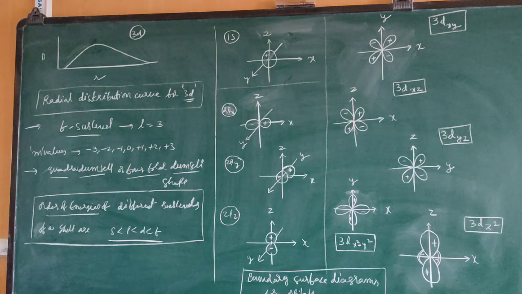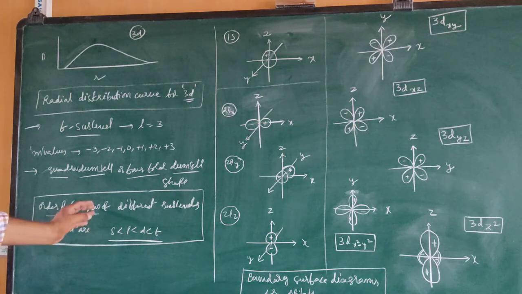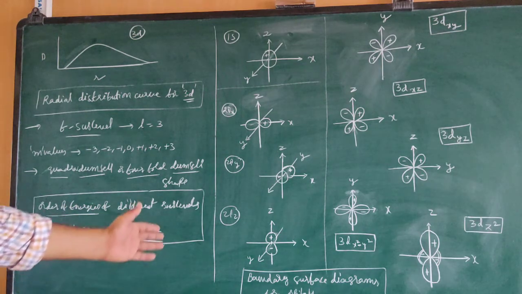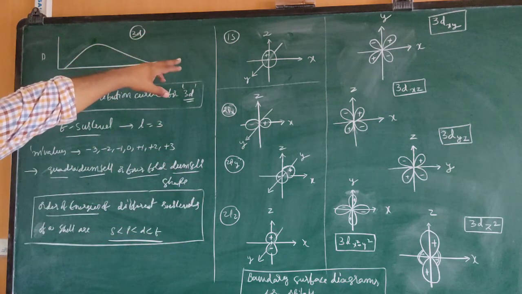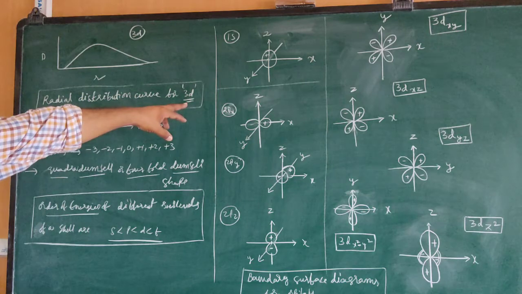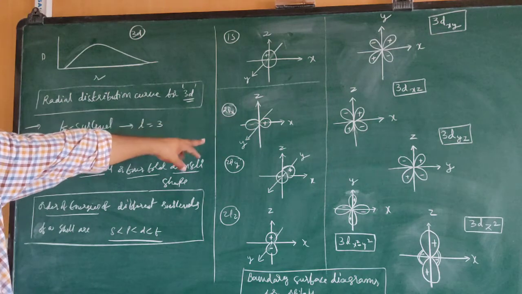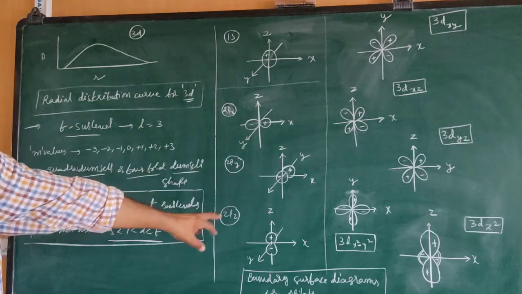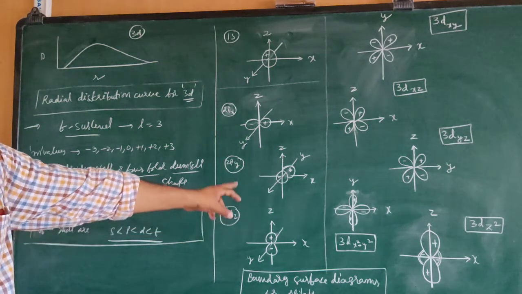Next, the order of energies of the different sublevels of a shell is s, p, d, f, all in increasing order. Next, if you observe the boundary surface diagrams for different orbitals, the first one is the 1s orbital, which is spherical. The second one is the 2px orbital, whose lobes are arranged along the x-axis. This is the 2py orbital, whose two lobes are arranged along the y-axis. This is the 2pz orbital, whose lobes are arranged along the z-axis.